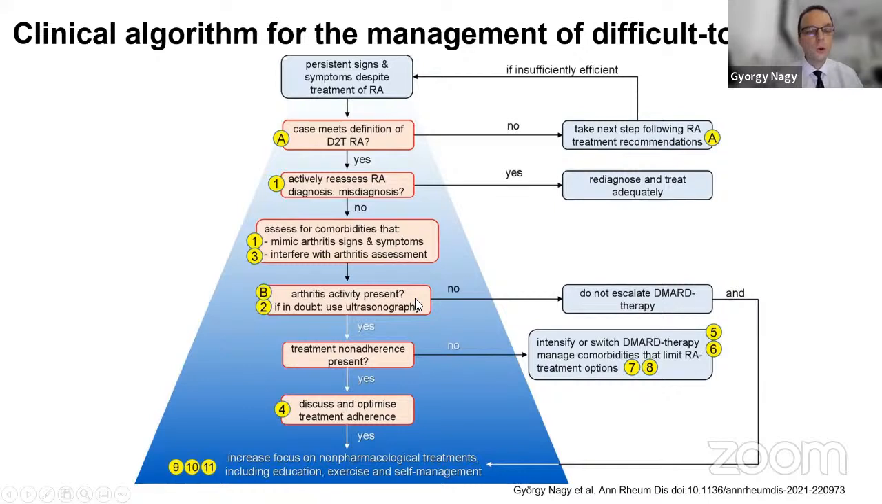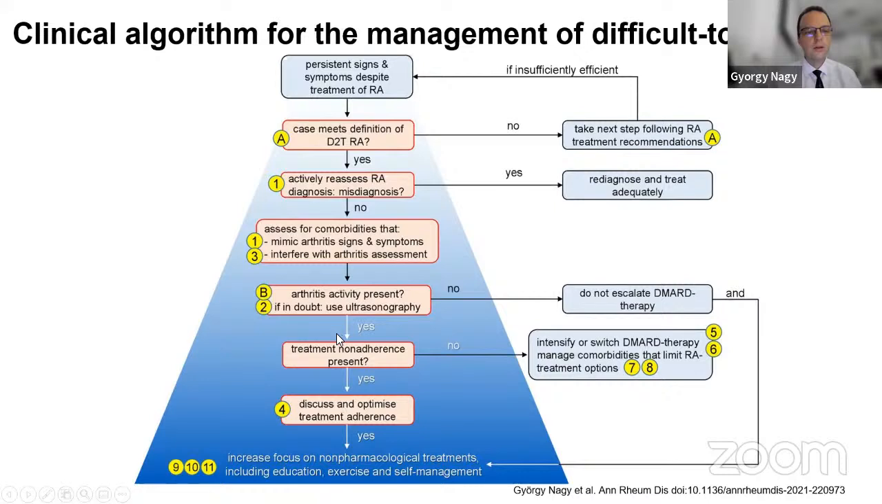And if there is no inflammatory disease activity, please do not escalate DMARD therapy. It's even included in the text to consider tapering, which was decided not to include in the figure, but you will find that statement in the text. And go to the last points, which suggest to use non-pharmacological treatment options.